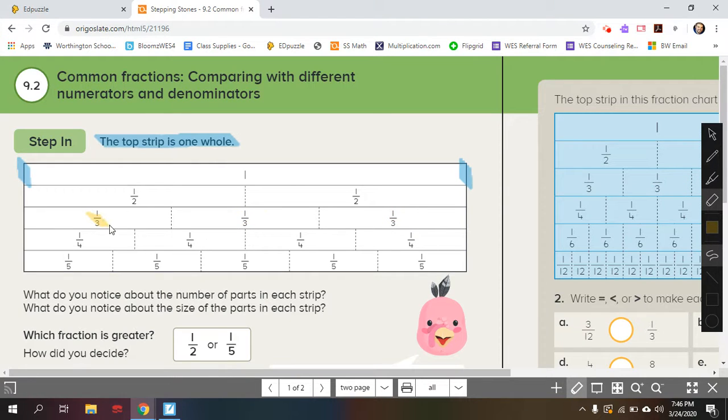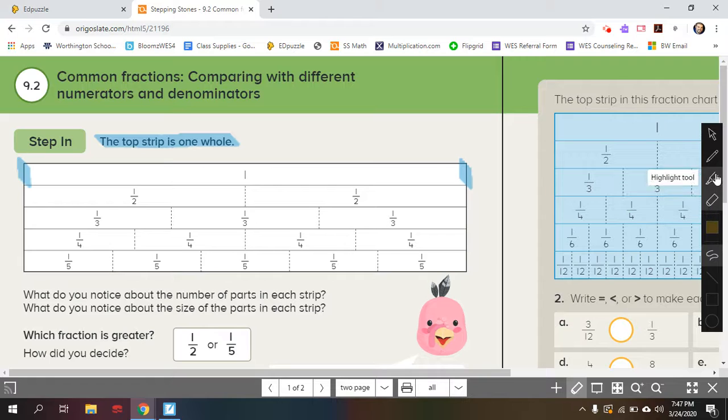What we're going to be doing a lot of today is using our fraction wall to help us compare and see which fractions are bigger or greater, or which ones might be smaller or less, or maybe even equal. Our first one here says 1/2 or 1/5, and it wants to know which one is greater. We're going to be doing a lot of our deciding today by looking at our model, or our fraction wall.